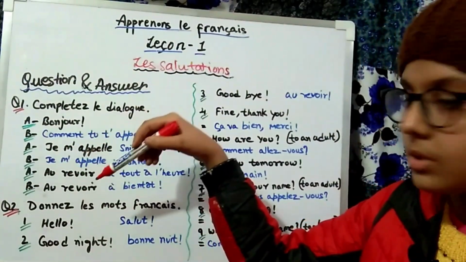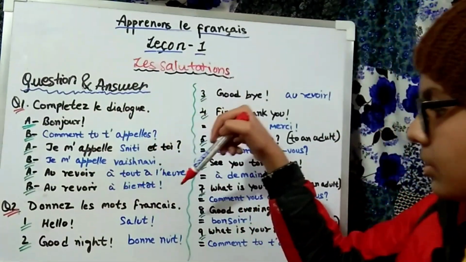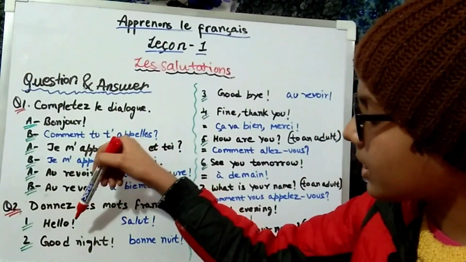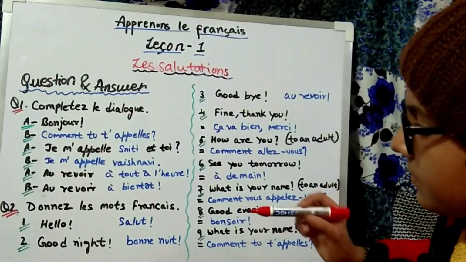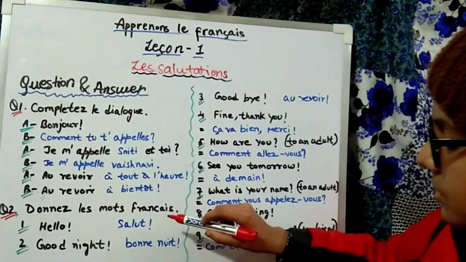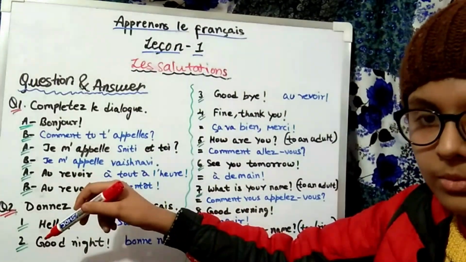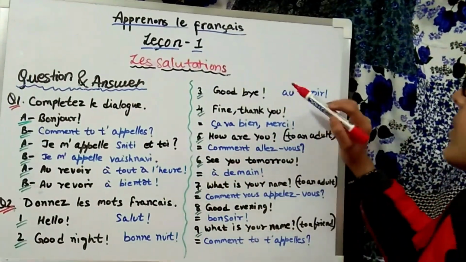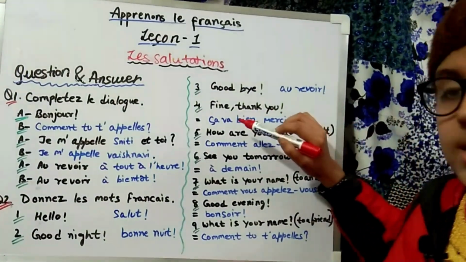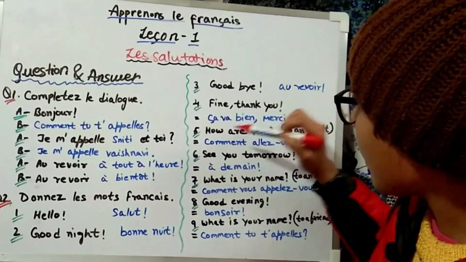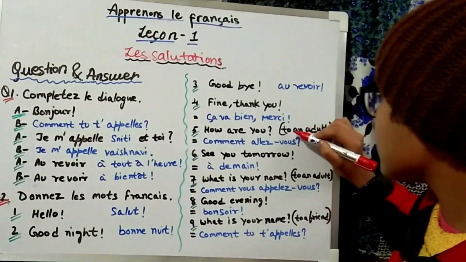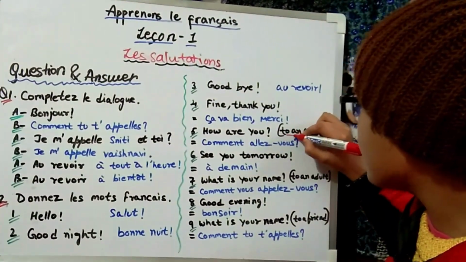Going to question number 2, which is donner les mots français, we need to give the French words for all the English words written here. The first one is hello. In French it is known as salut. Good night is bonne nuit. Goodbye is au revoir. Fine, thank you is ça va bien, merci. How are you is comment allez-vous, and it is said to an adult, so it would be formal here.